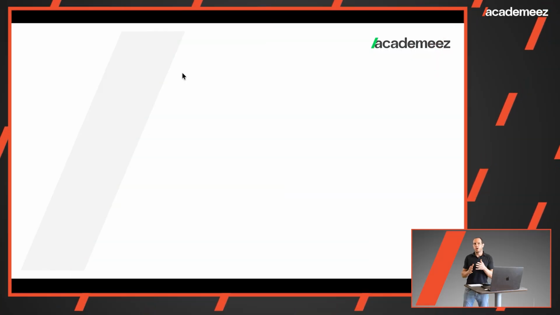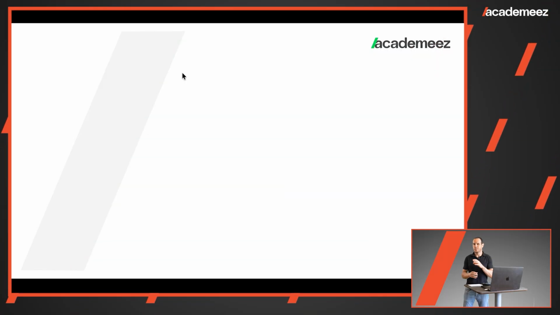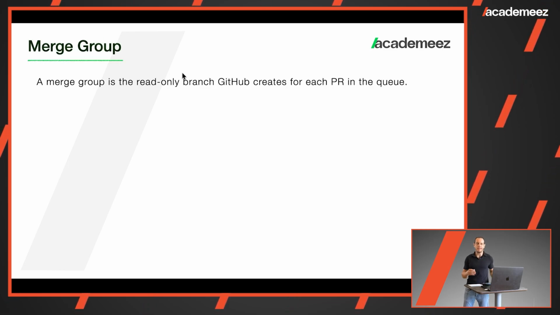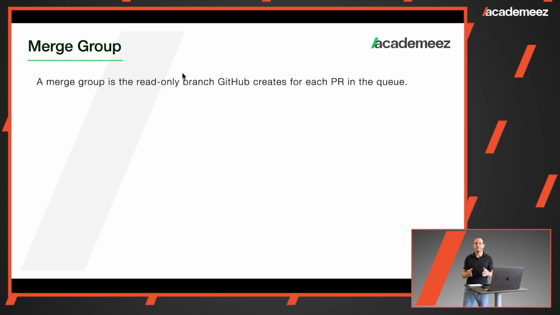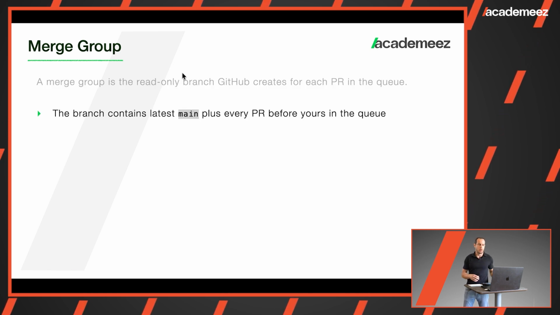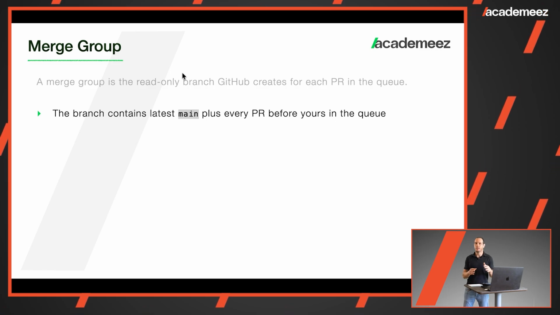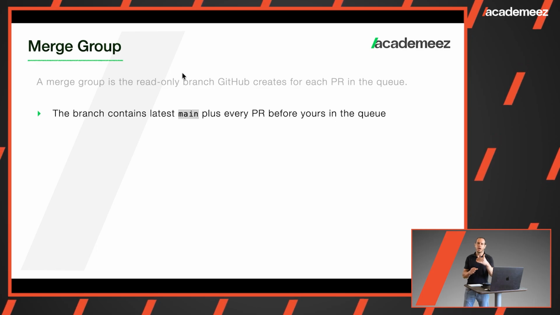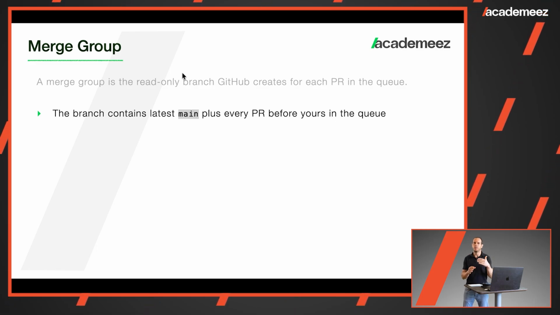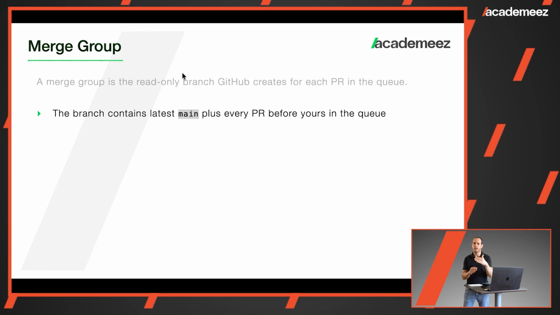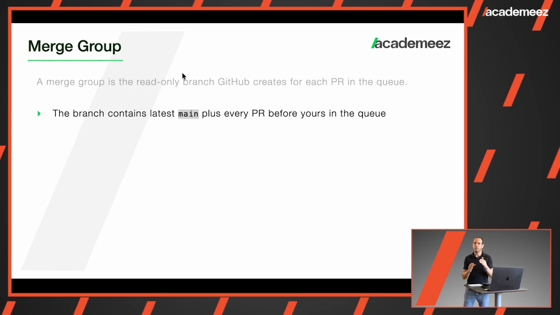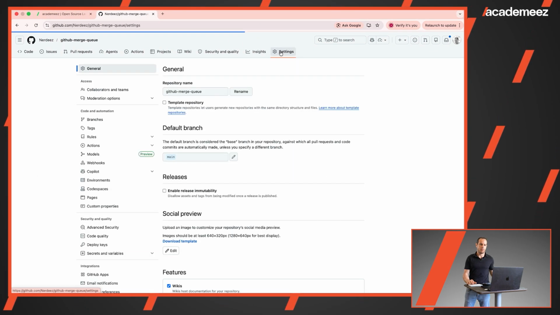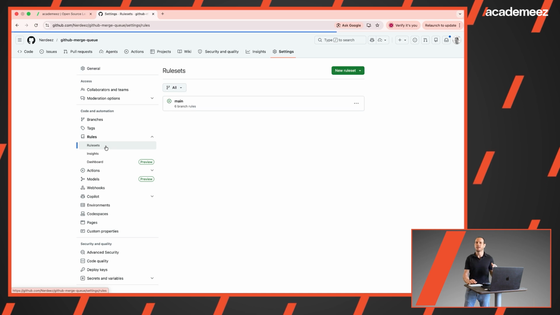So if the merge queue knows the future state, it can construct special branches that we call merge group. So a merge group is a read-only branch that GitHub creates for each PR that is entering the merge queue. The branch that it will create is based on the future state. So it will contain the latest main, and every PR that is placed in the queue before you is going to be placed in that branch. How those different PRs are going to be placed in the branch depends on the settings that we have in the section of the merge group.